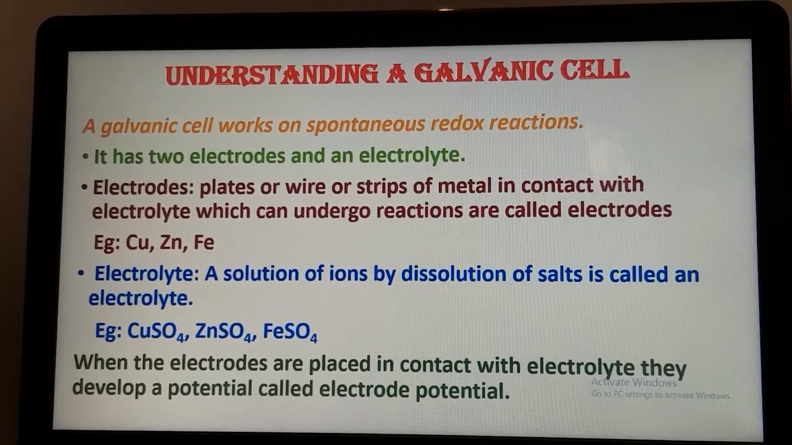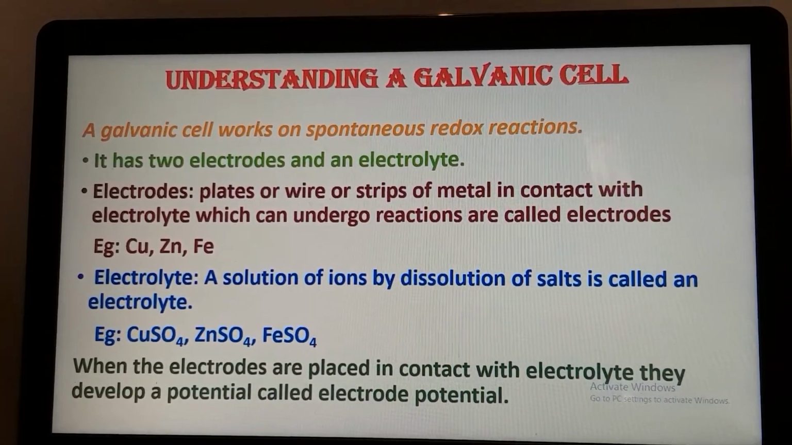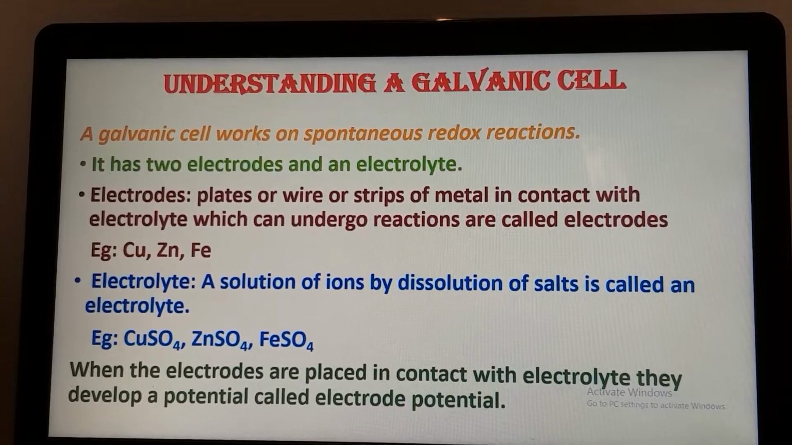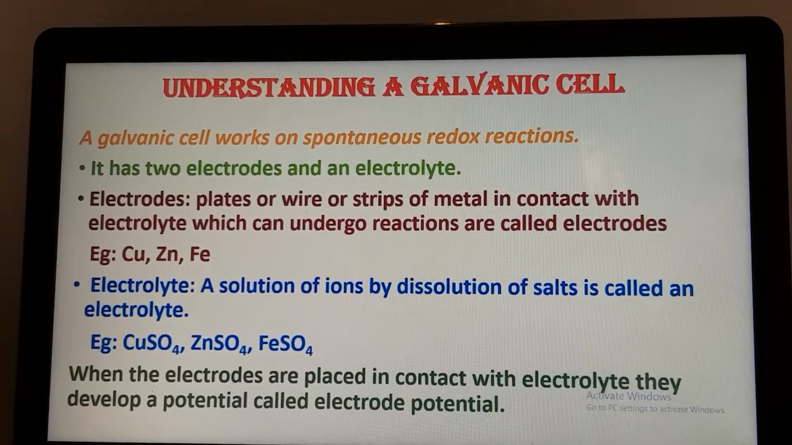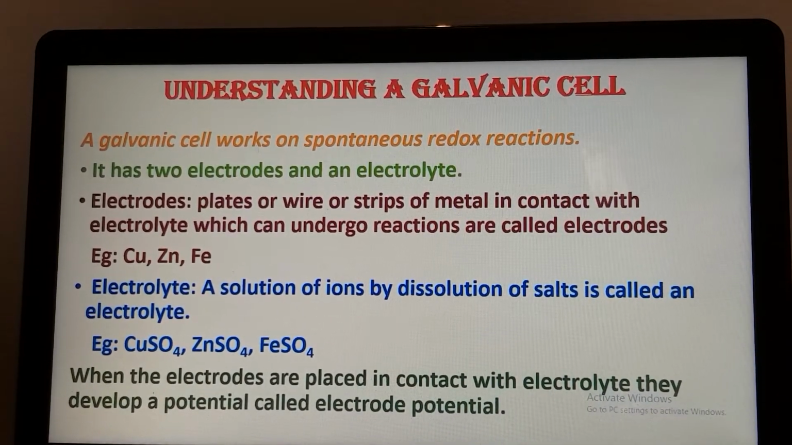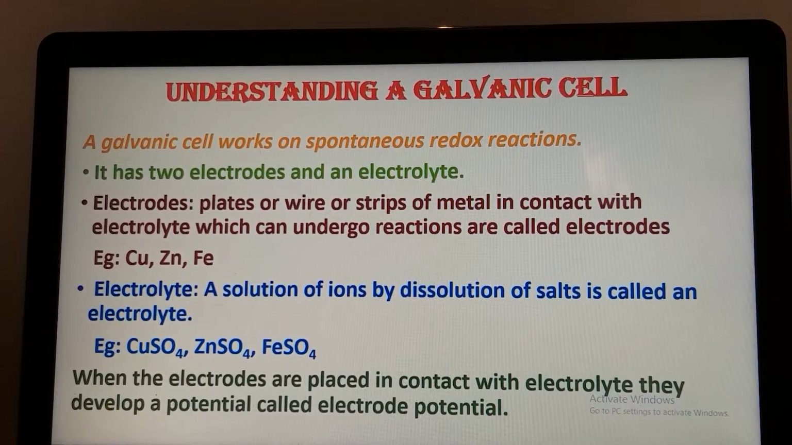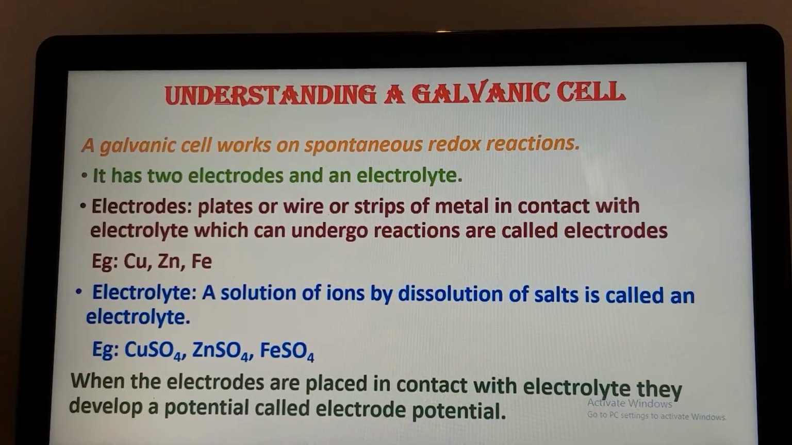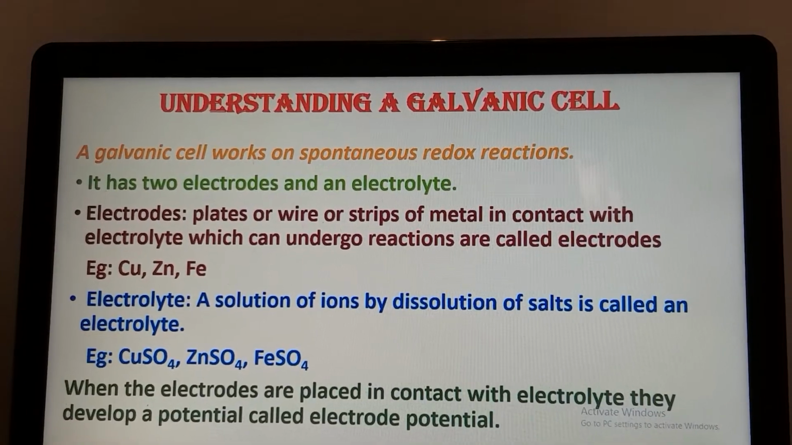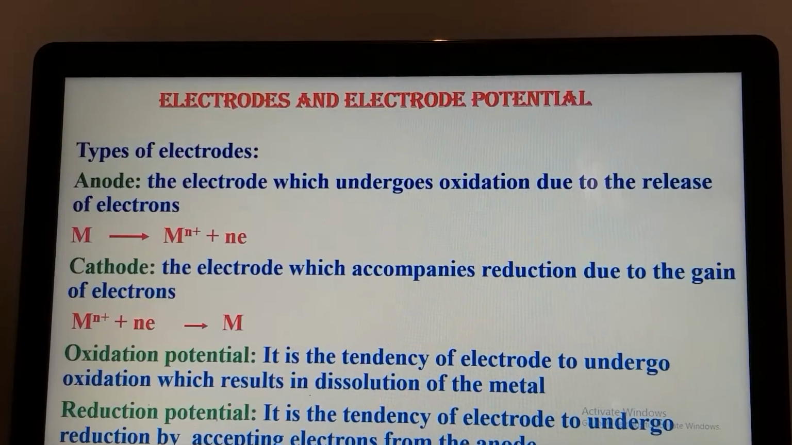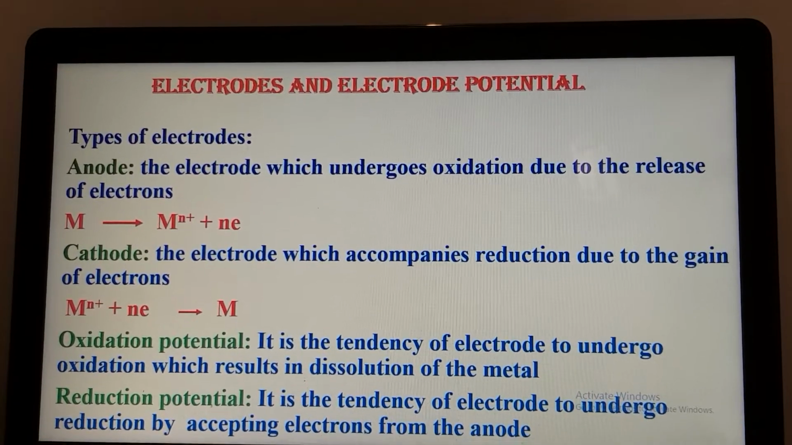The electrodes are the metal or the wire which is capable of undergoing oxidation or reduction reactions. These metals could be copper, zinc, iron. The electrolyte is a solution of ions which is prepared by dissolution of metal salts such as copper sulfate, zinc sulfate, iron sulfate, etc. When these electrodes are in contact with the electrolyte, they develop a potential called the electrode potential. So the electrodes can be classified into anode or cathode.